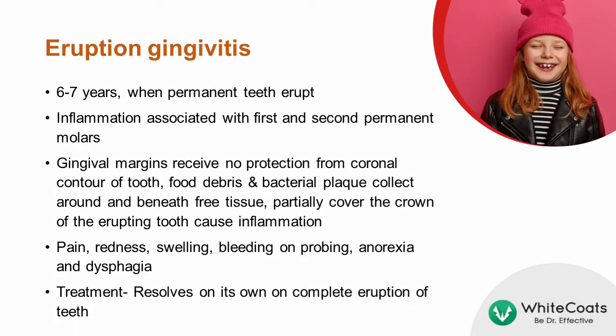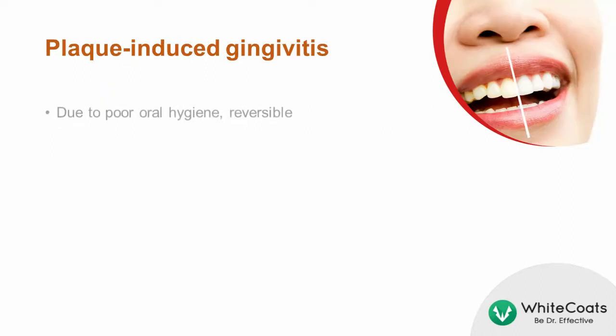Eruption gingivitis is most common in children of 6 to 7 years, when permanent teeth erupt, especially the first and second permanent molars. Gingival margins receive no protection from coronal contour of tooth, and the food debris and bacterial plaque collect around and beneath free tissue, partially covering the crown of the erupting tooth, hence causing inflammation. There may be pain, redness, swelling, bleeding on probing, anorexia and dysphagia. The inflammation usually resolves on its own on complete eruption of teeth.